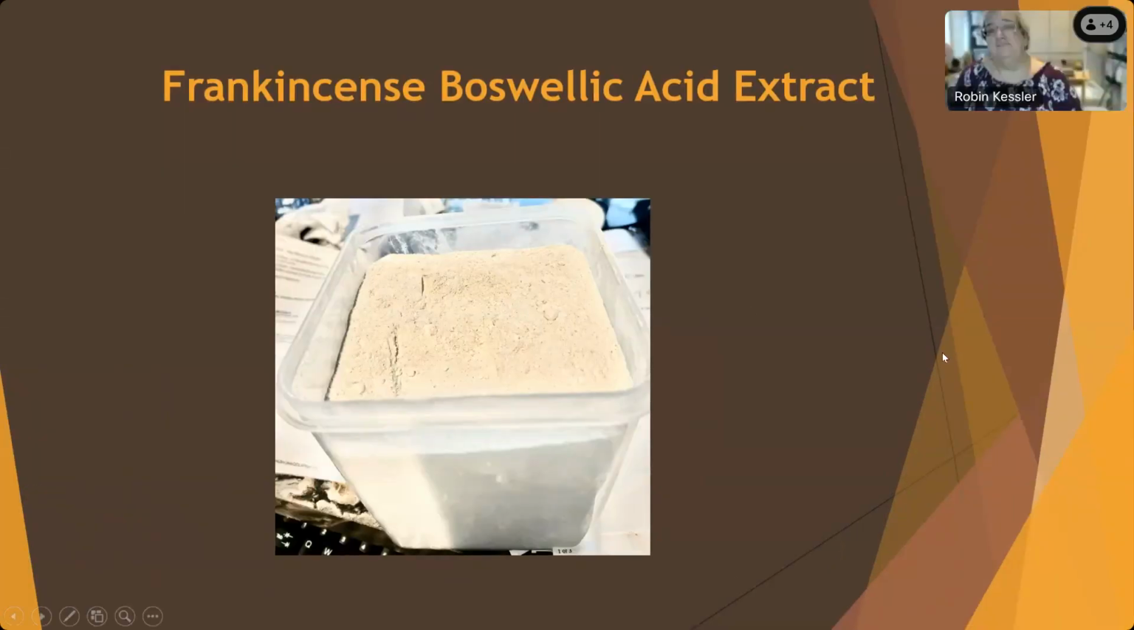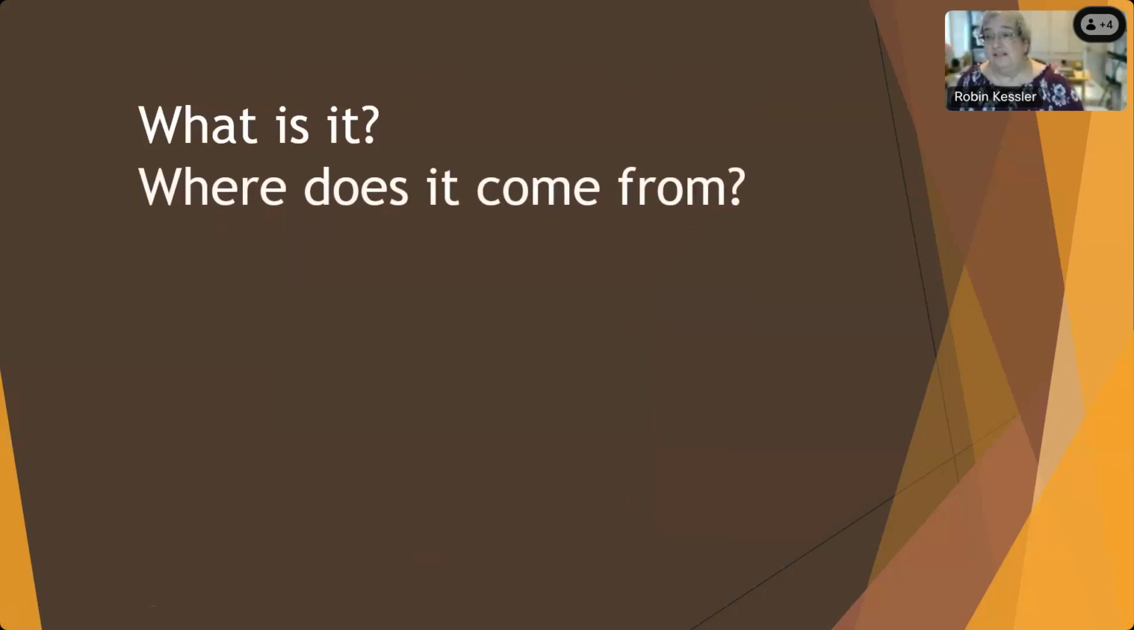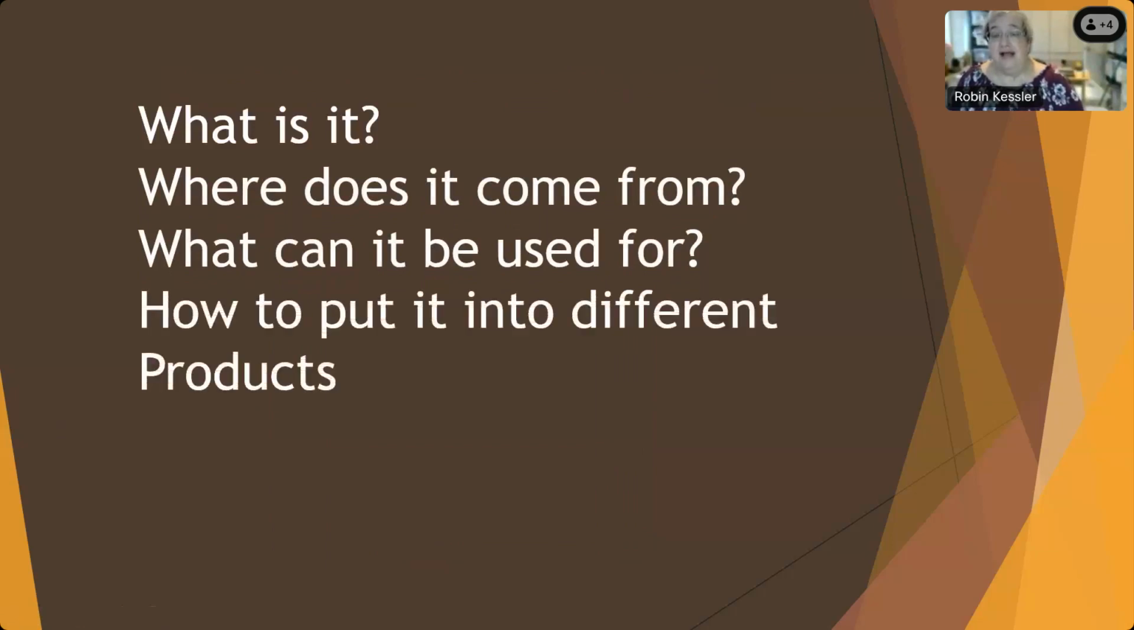All right, this is basically what it looks like, and I will show you a little bit later, because I don't want to touch it and then touch the mouse. Everything's going to get sticky. But this is what the Boswellic acid looks like. It's a powder, and we will go through and I will explain it as we go. I'm going to explain what is it, where does it come from, what can it be used for, and how to put it into different products.